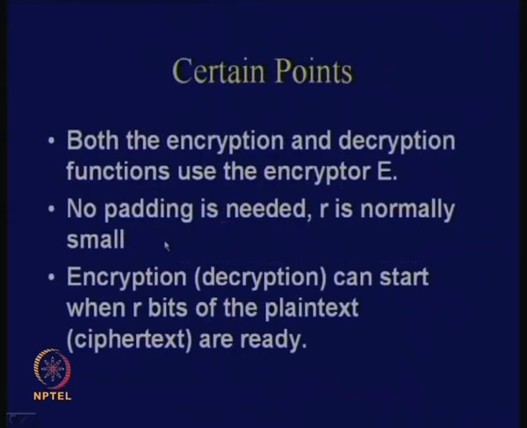Another advantage is that no padding is needed. Why? Because R is normally quite small, typically say 8. For example, stream ciphers may operate upon 8-bit blocks. Since R is quite small, there is no requirement of padding, so there is no issue of applying a stealing mechanism to solve the padding problem. Encryption can start when R bits of the plaintext are ready. Immediately when R bits have arrived, you can start encryption, and similarly for decryption also.